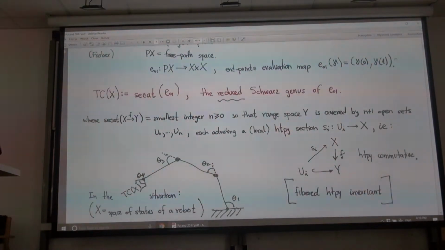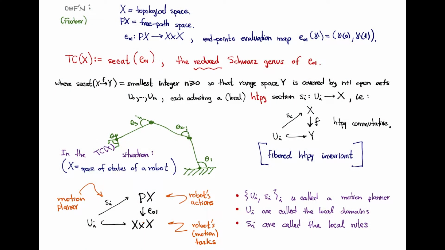Okay, so here's the basic definition. Let me start with the basic definition. X is supposed to be a topological space. Then you look at the space of free paths, or based paths, on X. And the key point is this map, going from the space of paths on X down to X times X. This is just the endpoints evaluation map. It sends a path gamma into gamma(0) and gamma(1).